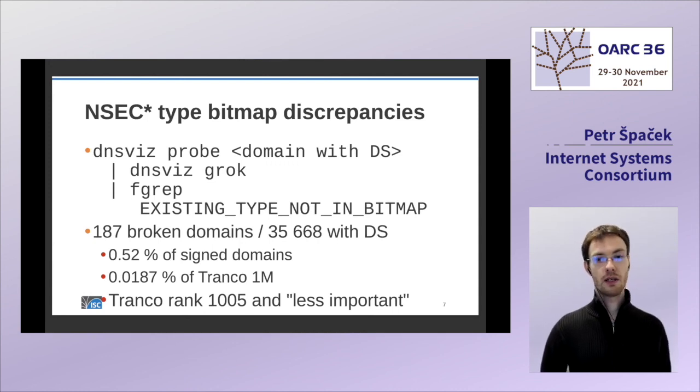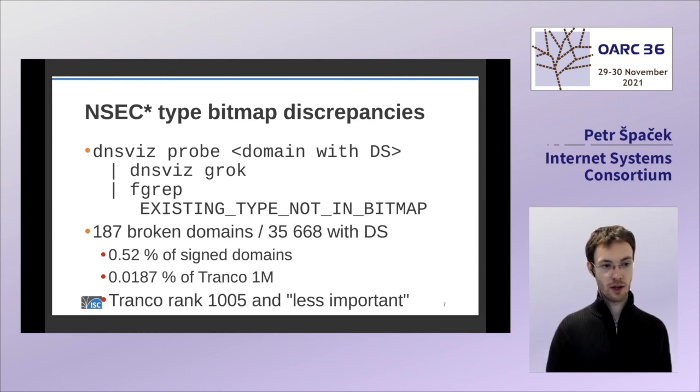And then with this list of signed domains, we ran DNSViz on all of them. DNSViz in the very recent versions has a check which explicitly queries for supposedly non-existing types and the types which are listed in the NSEC type bitmap and checks whether there are any discrepancies. DNSViz was reporting 187 broken domains in our dataset, which is roughly 0.5% of signed domains.